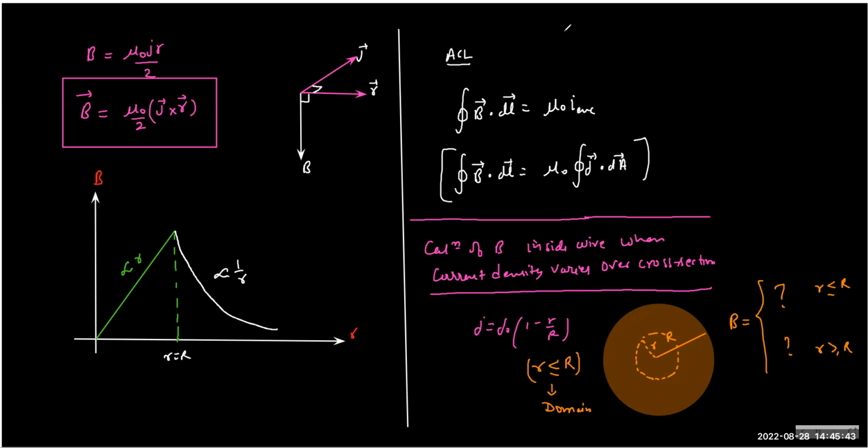For inside, I'm getting mu naught J naught (1 minus r by 2R). Not quite, r will also come out. When you write the current density into area, the area will be 2 pi r dr, not pi r square. You're finding the current through the cross section which you have drawn at a distance r, right? Yes, sir. So I made a mistake in this.